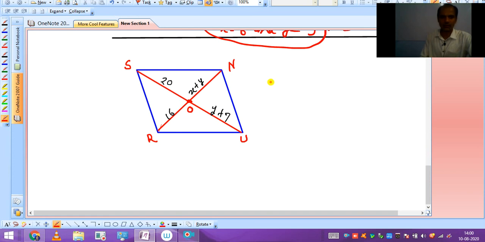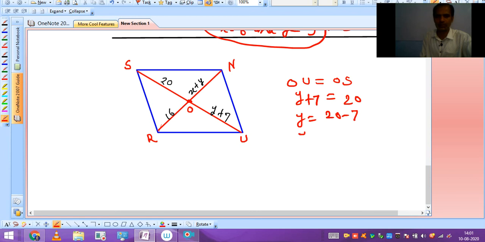It means we use the property of the diagonals. So, in a parallelogram, we can write OU equals OS. Okay, it is OU. Diagonals bisect each other, that's why we have to write this property. Now, write the steps as OU equals OS. The value of OU is y plus 7 and the value of OS is 20. Simply y will be 20 minus 7 and y is 13. Okay, this is the value of y.